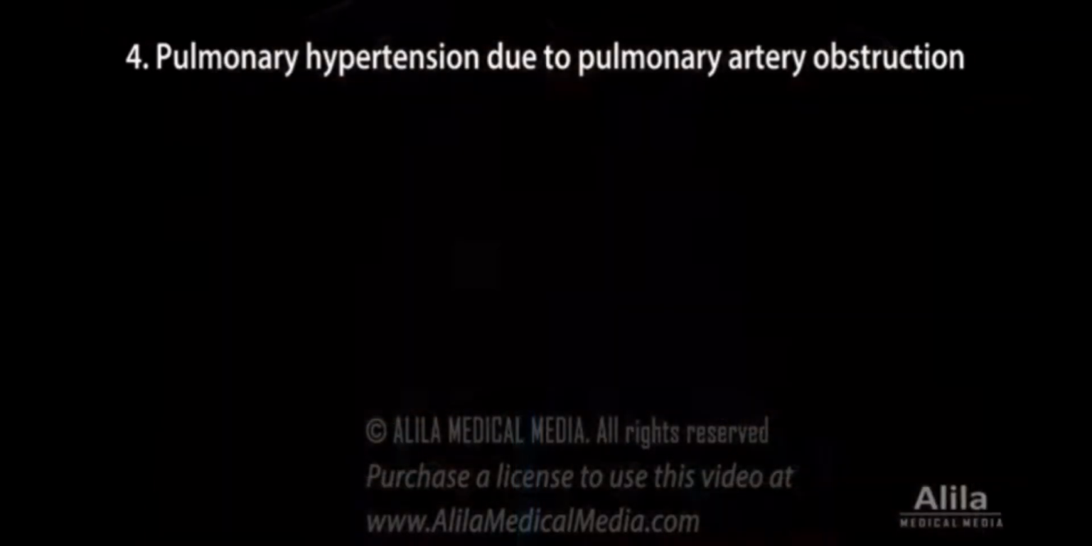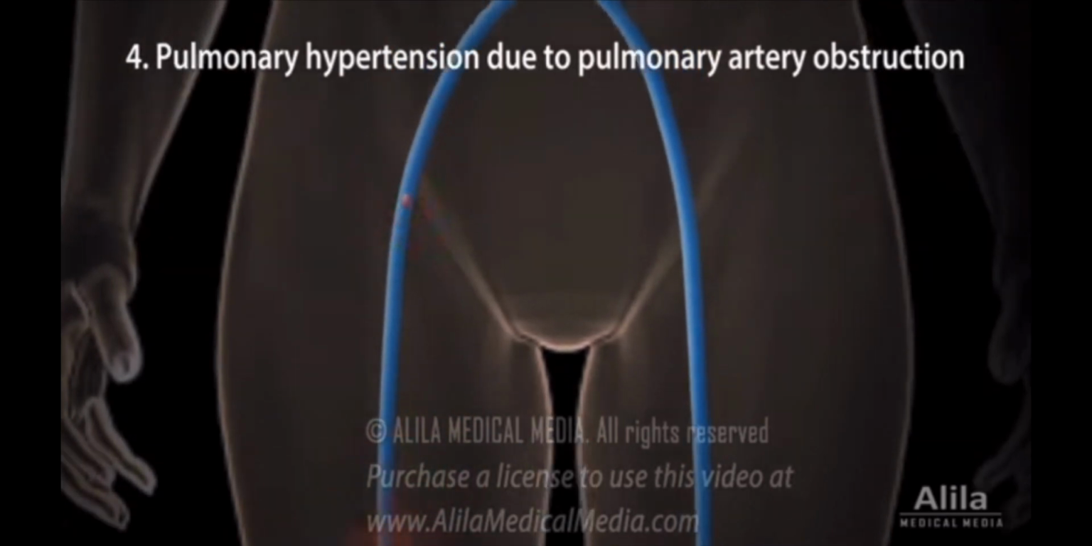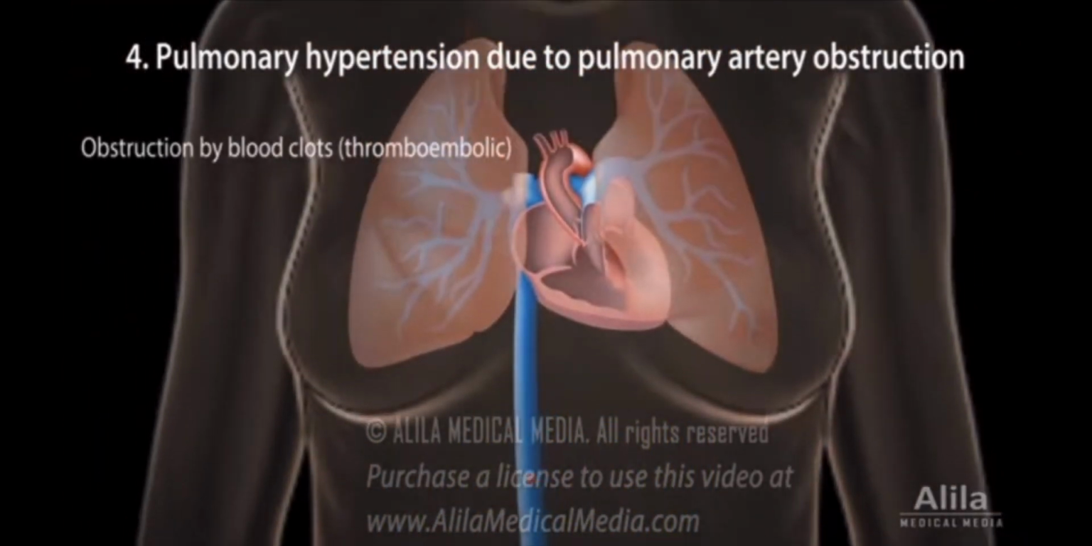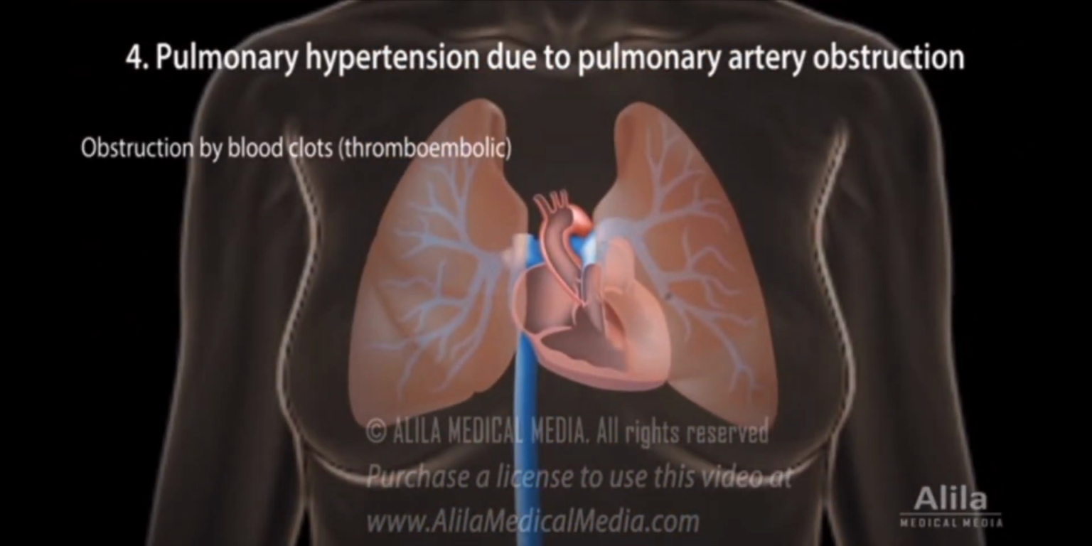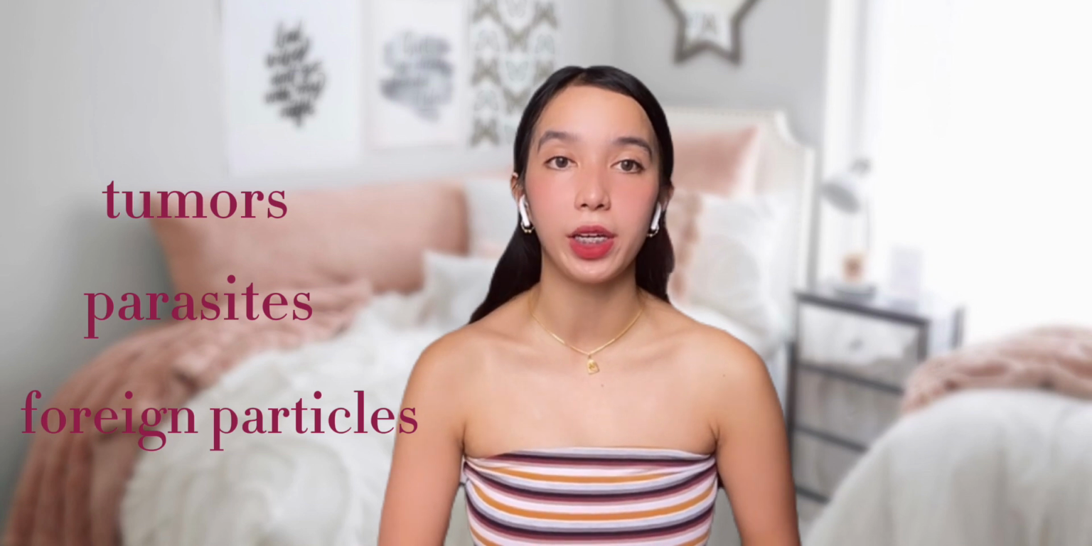For our fourth group, we have pulmonary hypertension due to pulmonary artery obstruction. Certain chronic disorders can repeatedly produce blood clots, typically in deep leg veins. The clots may travel to the lungs, blocking pulmonary arteries. If these clots do not resolve completely, pulmonary vessels can become narrower and stiffer. Pulmonary arteries may be obstructed by tumors, parasites, or foreign particles.